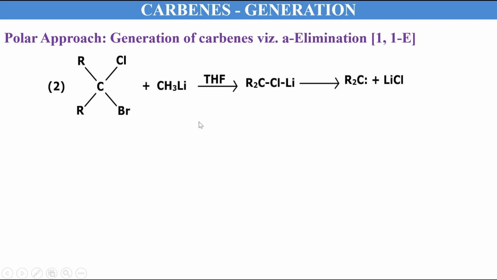Now we can see a few examples here. Instead of using sodium hydroxide, if I have a dihalide compound and treat it with methyl lithium in tetrahydrofuran, it loses bromide as methyl bromide, and lithium combines with this Cl to give an intermediate. This lithium combines with chloride, is taken away as lithium chloride, and gives rise to the carbene.